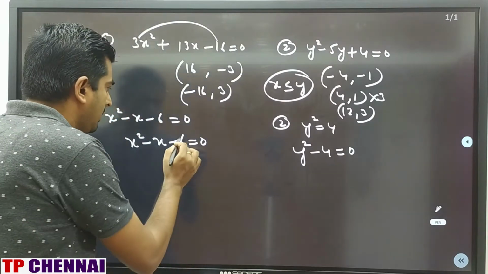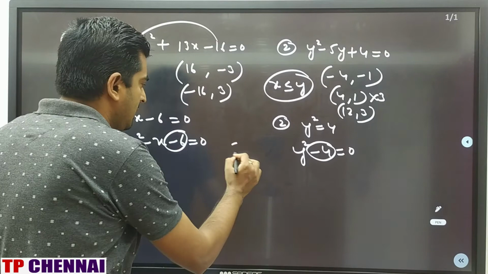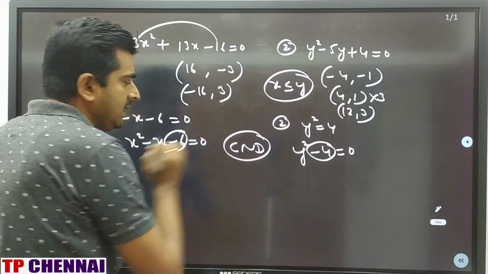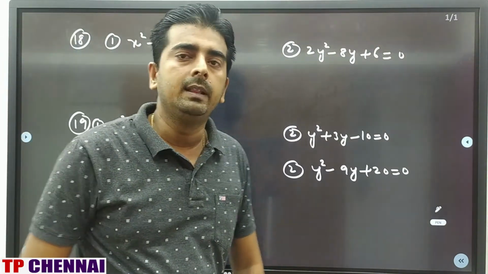Right? When you observe here, both the constants are negative. Whenever both the constants are negative, what is the answer? C and D. Answer is C and D. So I hope you are clear with 17th one. Now we'll see 18th, 19, 20.